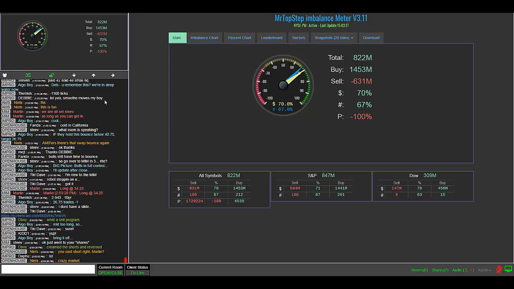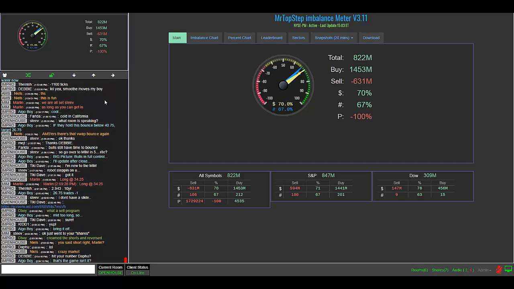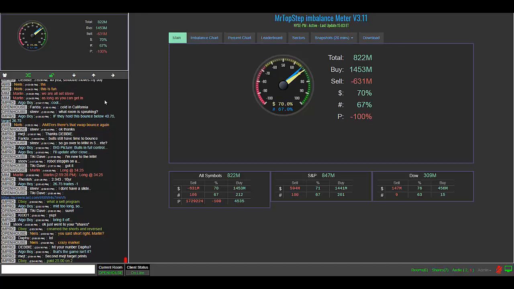I didn't say short. How much of the dollars? Okay, the dollar one's a little bizarre to me, but the dollar is of all the imbalanced dollars, if they were like an imbalanced thing, right? There's 2 billion. 1453 plus 631 is 2 billion. There's 2 billion worth of imbalanced dollars. 1.5 of them are on the buy side, 631 are on the sell side. That means 70% of all the imbalanced dollars are on the buy side. So it's 2 to 1 buy, basically.